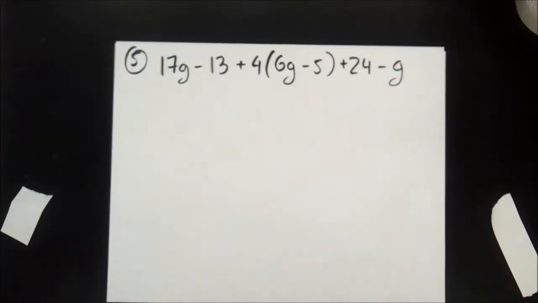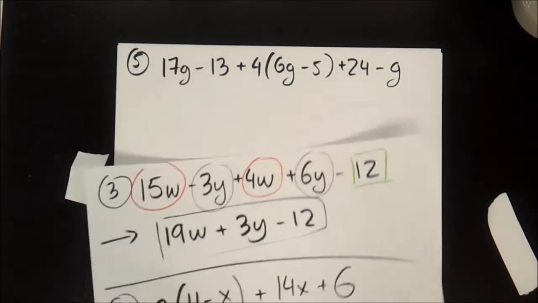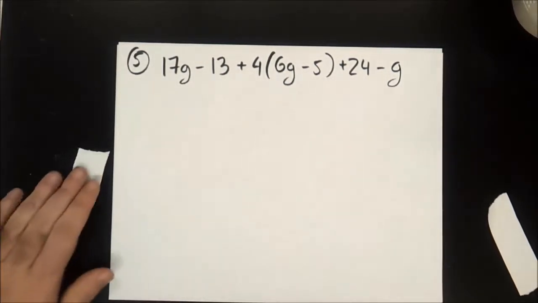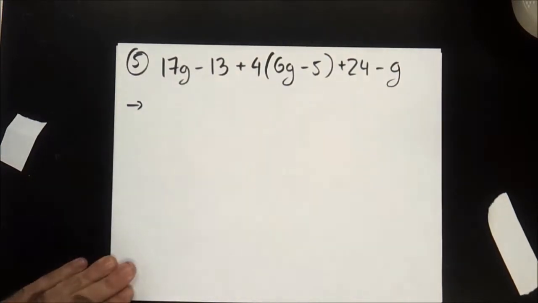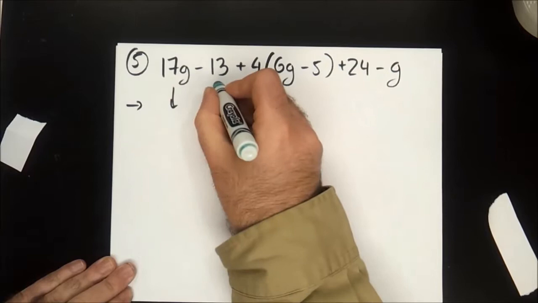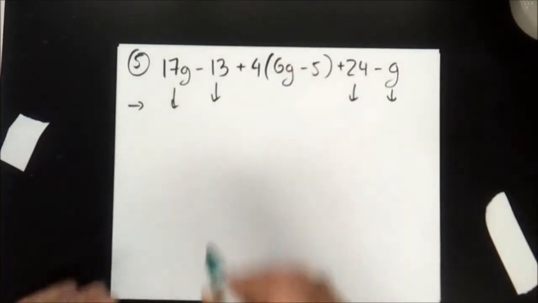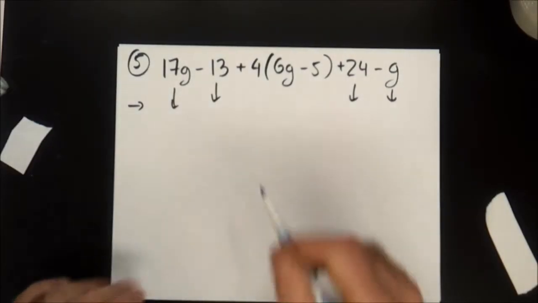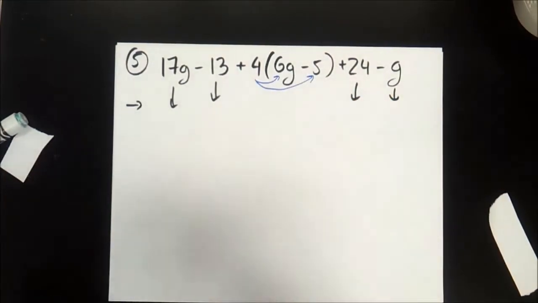Okay, looks big and complicated. It's really not. Just like in the previous problem, parenthesis. Got to break up that parenthesis first. So the first step, the only thing I'm going to do is break up the parenthesis. So I'm going to bring this down, this down, this down, this down, and I'm only going to work on the parenthesis. And the way I break up that parenthesis is that I multiply whatever's outside by everything inside.